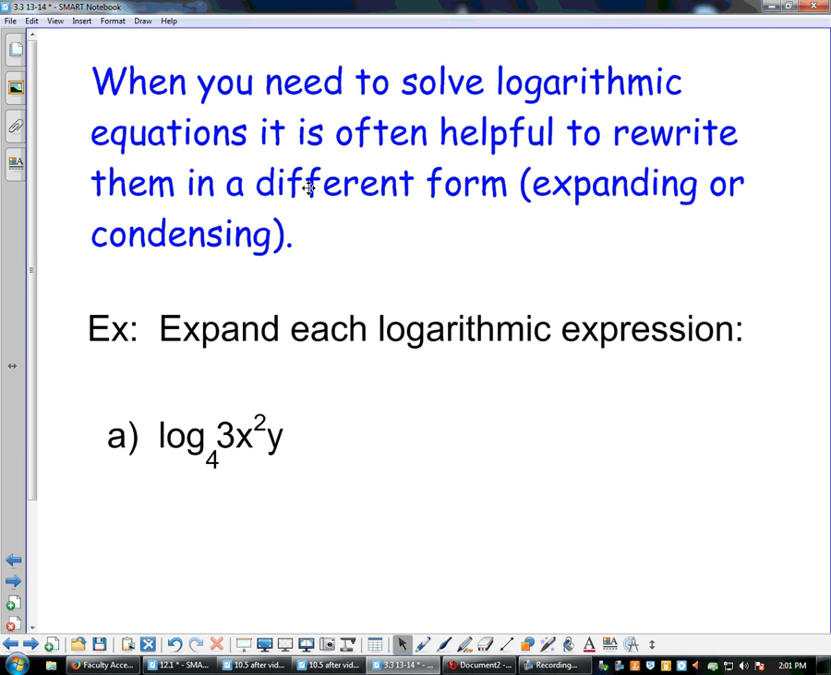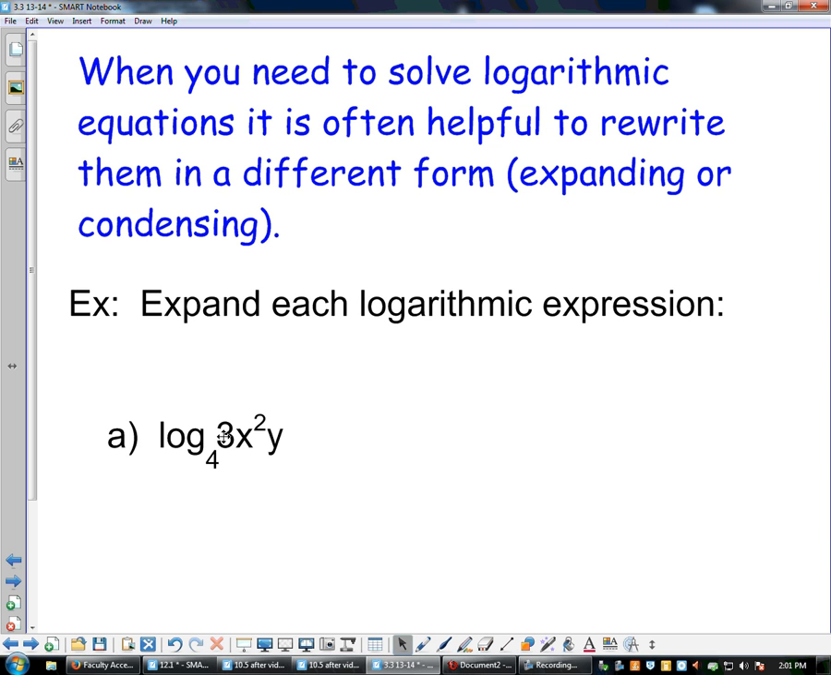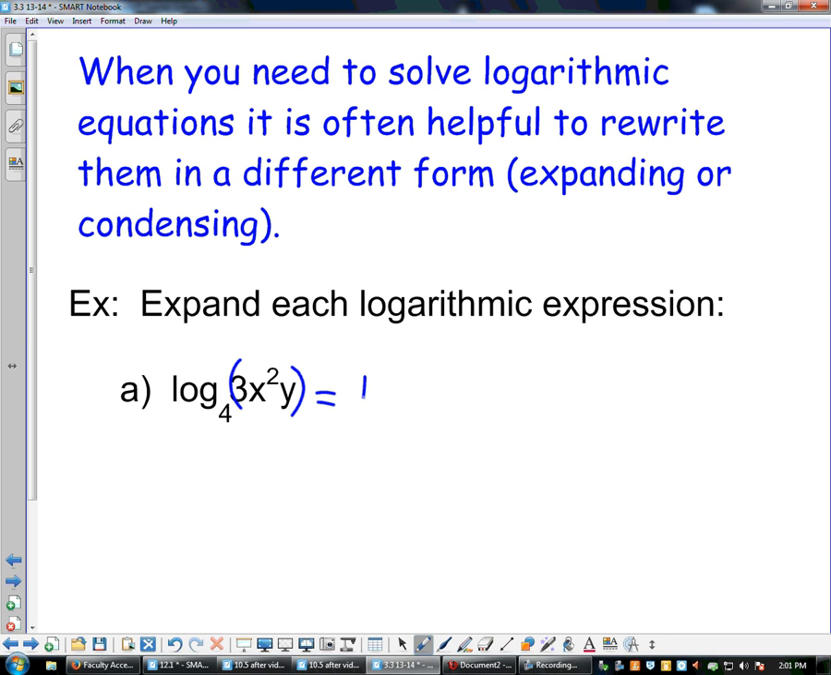All right, when you need to solve logarithmic equations, it is often helpful to rewrite them in a different form, either by expanding or condensing. So let's try this out. If we're going to expand log to the base 4 of 3x squared y, that means we can use our properties, the product property, quotient property, and power property to help us do that. First of all, if you've got a bunch of things being multiplied together, then you can split it all up and write it as separate logarithms.